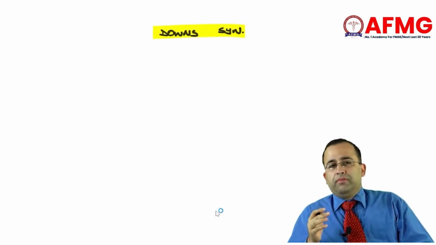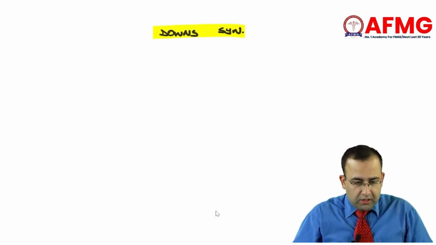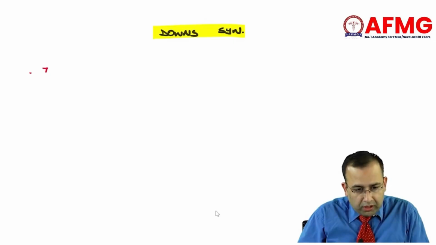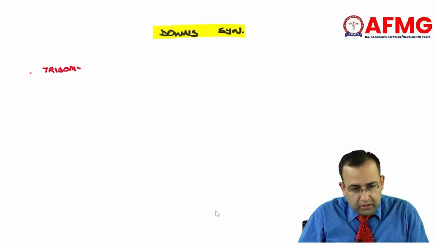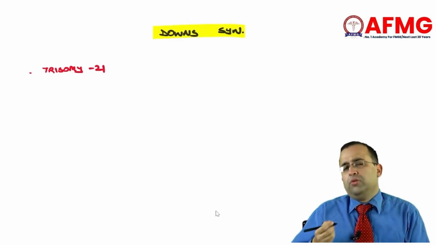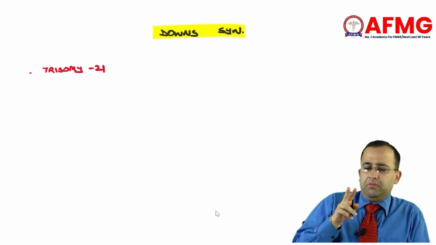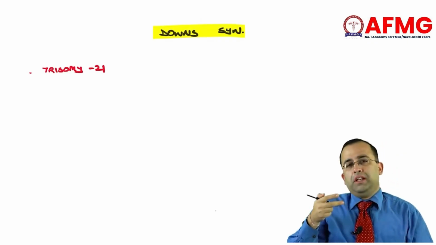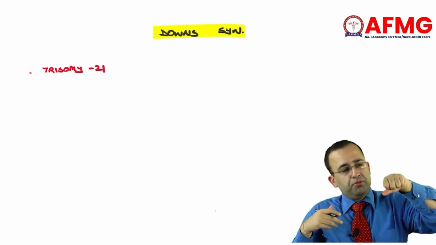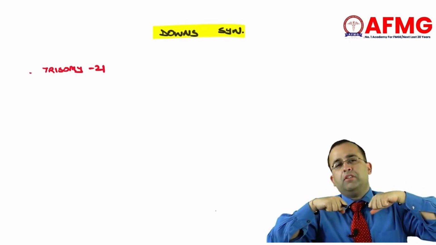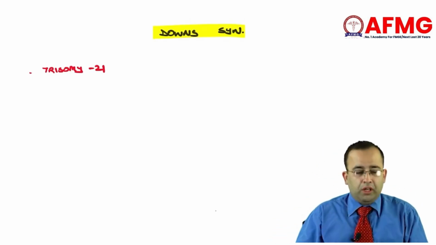What is Down syndrome? You already know Down syndrome. This is trisomy 21. क्यों होता है? Trisomy 21 मतलब दो क्रोमोसोम 21 तो नॉर्मल नहीं है. We get one chromosome 21 from the mother, one from the father. इसमें एक एक्स्ट्रा क्रोमोसोम 21 है.